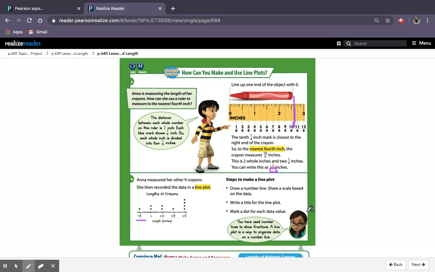It says, in the speech bubble, you have used number lines to show fractions. A line plot is a way to organize data on a number line. And even when you're not using fractions in measurement, you can still use a line plot. Hopefully you've seen this before, because I'm pretty sure you would have done at least something like this in second grade, because you used graphs and other things to organize data. But if not, welcome to line plots. So I am going to erase this. I didn't really draw a whole lot up here, so you shouldn't have to pause it.